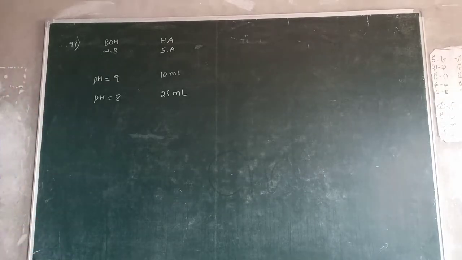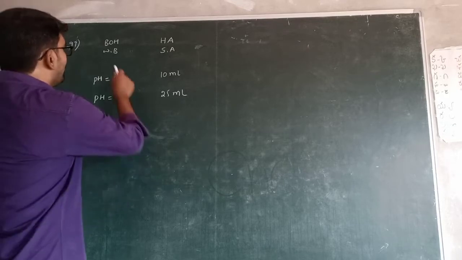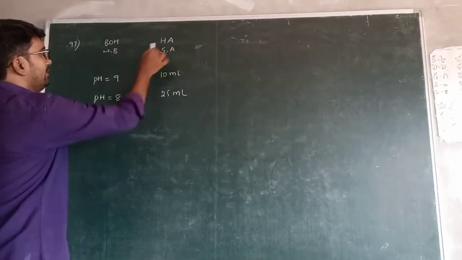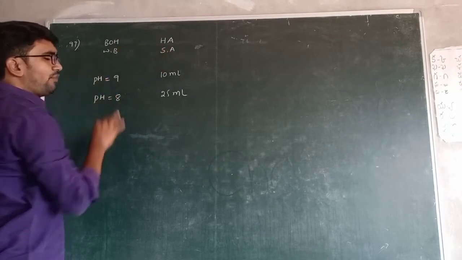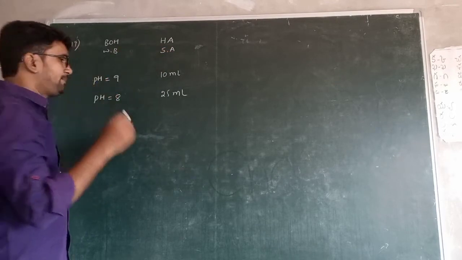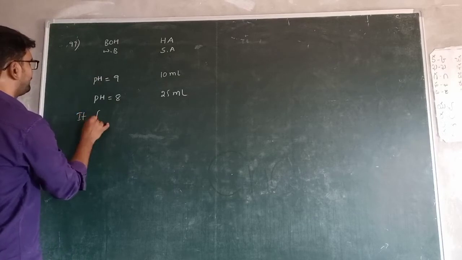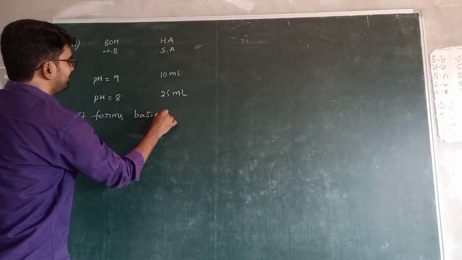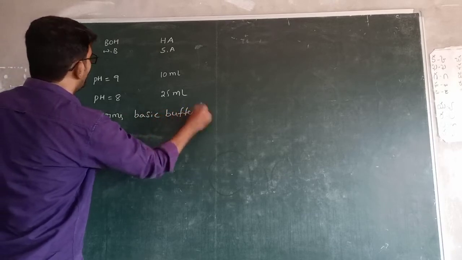Equivalent point means, listen carefully. BOH is a weak base, HA is a strong acid. If these two are mixed with each other, it forms a basic buffer. It is very clear.